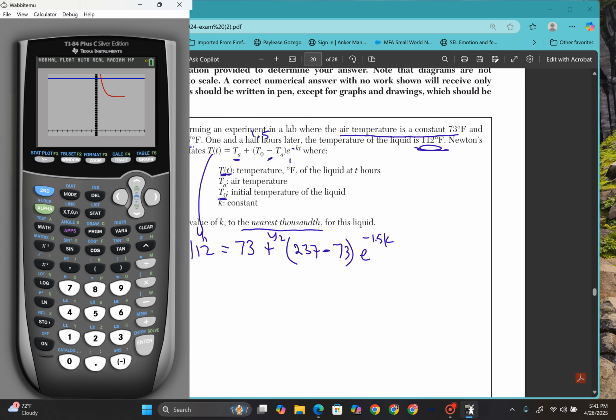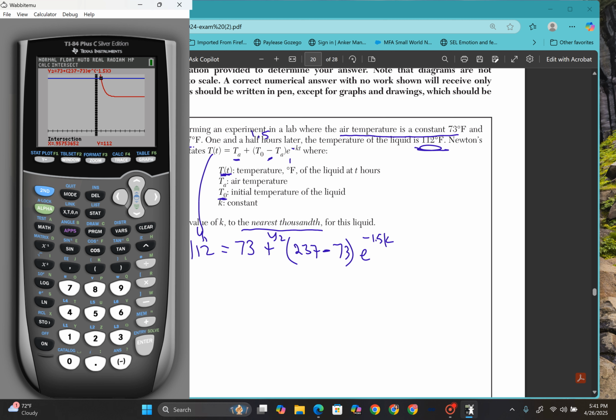Okay, there we go. There's our function. So now I'm looking to see where those two lines meet. So I hit second trace. Option number 5 is intersect. I'm going to go over to the right till it meets around there. Enter, enter, enter. And I'm going to get my answer.